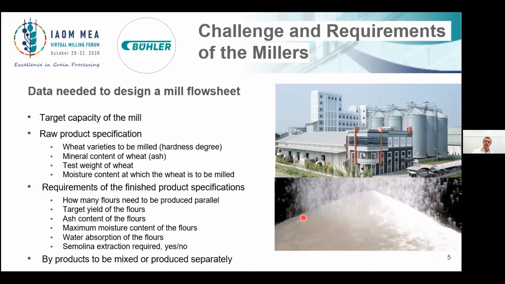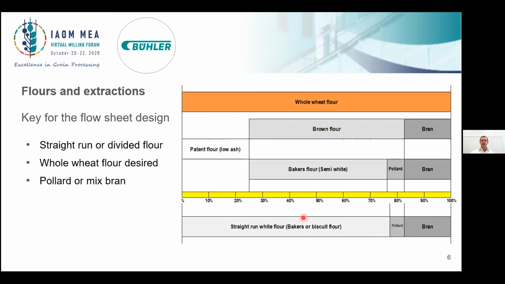And do we want, yes or no, semolina extraction? Byproduct, also to know, is it a mixed bran or a coarse and a fine bran? Now, when we talk about flour, there is always the question, do we have a straight run flour or a divided flour? What is the difference between a straight run and a divided?